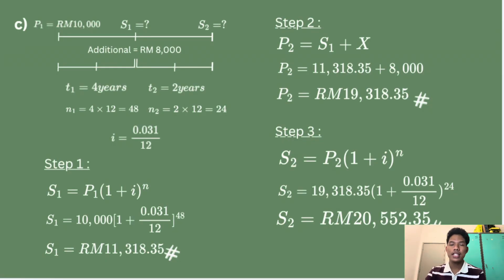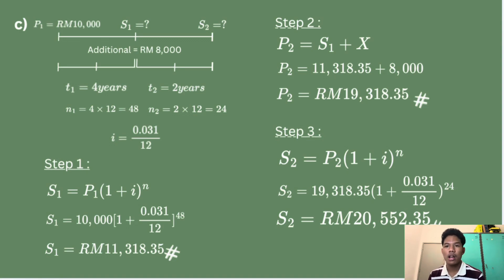Next, C. Determine the accumulated amount 6 years after the investment, after the additional deposit was made. So the solution is we need to do the timeline, which is P equals RM 10,000 and the additional deposit equals 8,000. The t1 equals 4 years and n1 equals 4 multiplied by 12, and the answer is 48. For t2 equals 2 years and n2 equals 2 multiplied by 12 equals 24.